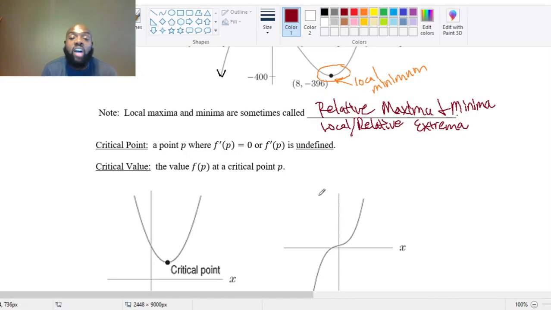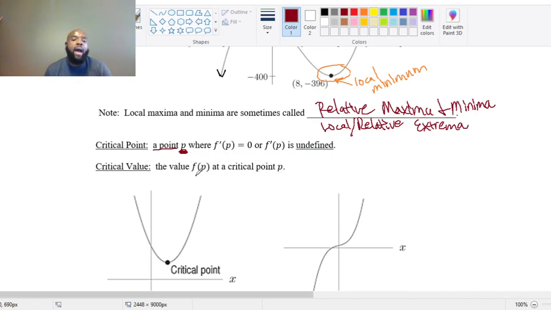A critical point is also where your first derivative is undefined, all right? Those are what we're calling critical points, right? Notice it says it's a point and we're giving the x coordinates. So although we say it's a critical point, we're usually talking about the x value of that point instead of the entire point, which is an x and a y value together. When we want to talk about the y value of the critical point, we usually call that the critical value, all right? So the critical value is the value f of p at a critical point.